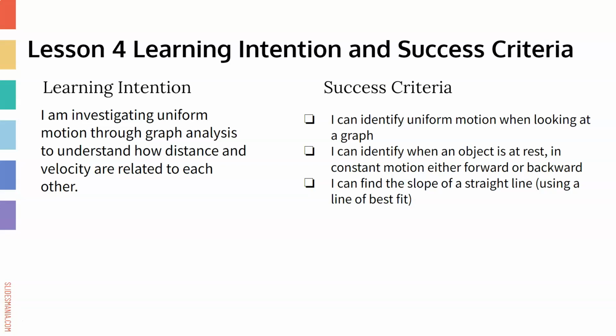How are you going to do this is by identifying uniform motion when looking at a graph, and identifying whether an object is at rest, in constant motion, either forward or backwards, again, looking at a graph. And a key piece to all of this is finding the slope of a straight line. Now, sometimes our lines are not perfectly straight, so we're going to use a line of best fit.